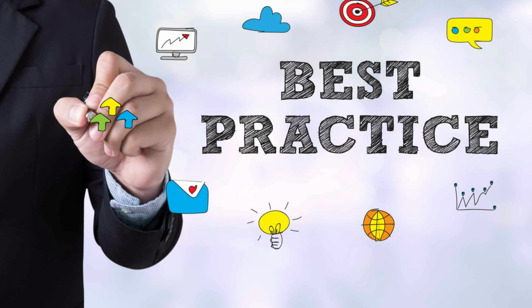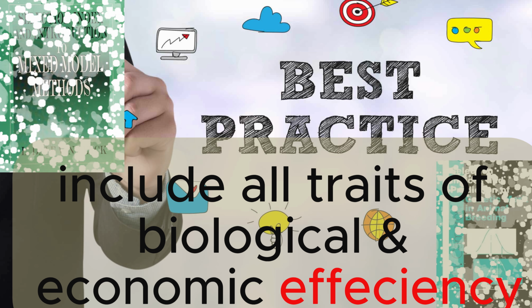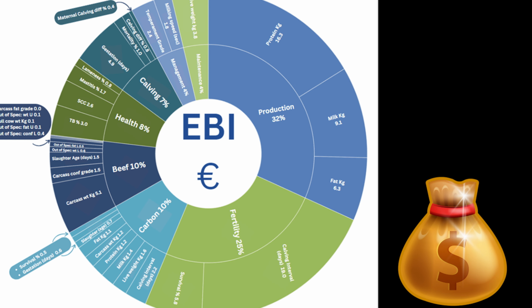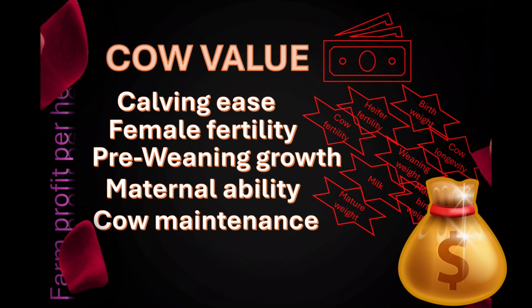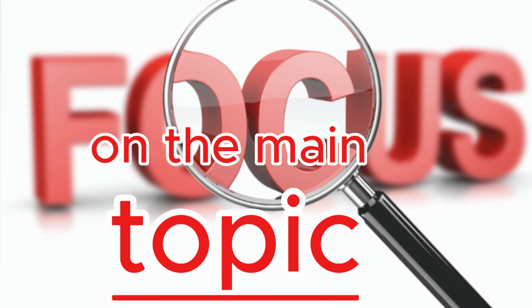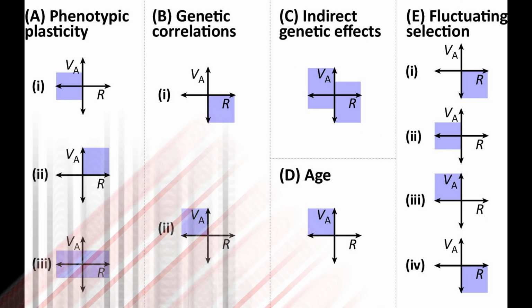Best practice therefore clearly shows us that the ultimate way to achieve success is to include all traits of biological and especially economic efficiency in a combined selection index, where each of these traits is weighed to its relative economic contribution and the relationship or correlation to other traits. Back to the main topic, namely the value of indirect selection rather than direct selection for the desirable trait.